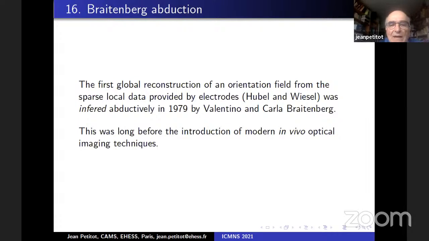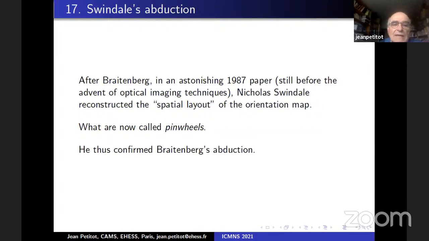The first global reconstruction of an orientation field from the sparse local data provided by electrodes, still Hubel and Wiesel's work, was inferred abductively in 1979 by Valentino and Carla Braitenberg. And this was long before the introduction of modern in vivo optical imaging techniques. And after Braitenberg, in an astonishing paper of 1987, still before the advent of optical imaging techniques, Nicholas Swindale reconstructed the spatial layout of the orientation map, what are now called pinwheels, and he thus confirmed Braitenberg's abduction.